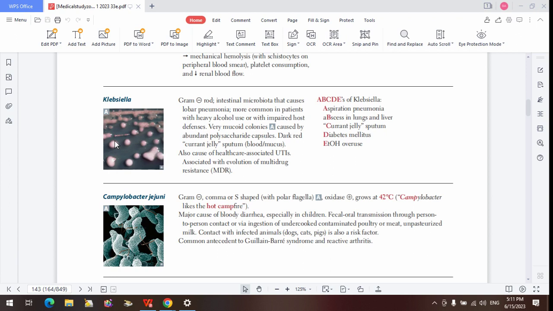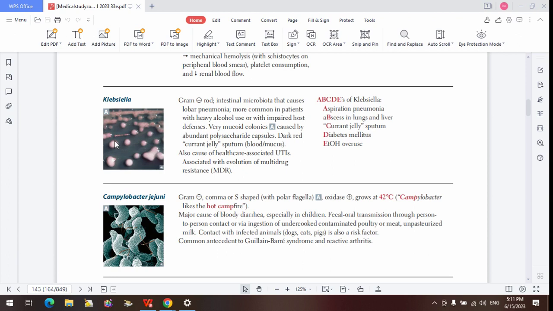People that are drunk, taking a lot of alcohol, or they don't have a patent airway, can have aspiration pneumonia from Klebsiella. When they aspirate the gastric content into the airway, Klebsiella can find its way into the lungs and cause aspiration pneumonia, which can progress to a lung abscess. Klebsiella is one of those organisms that doesn't stop at causing the pneumonia. They further wall off that damage, forming a cavity, which eventually develops into an abscess.